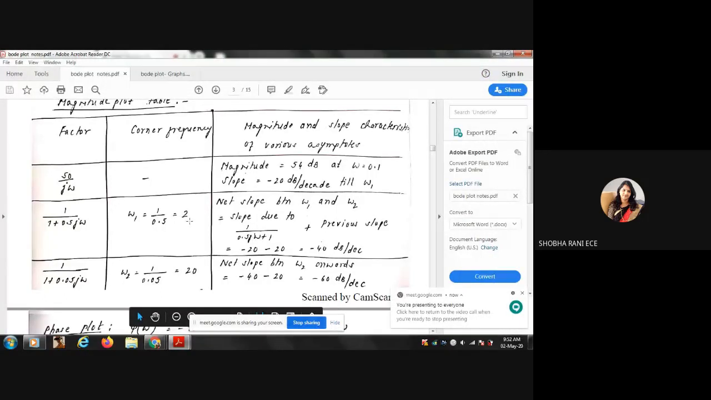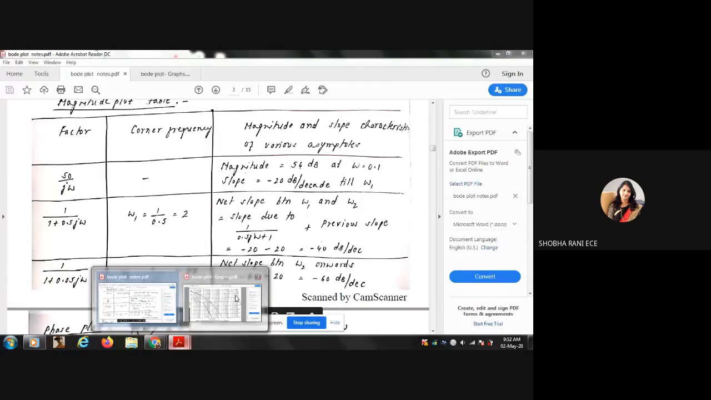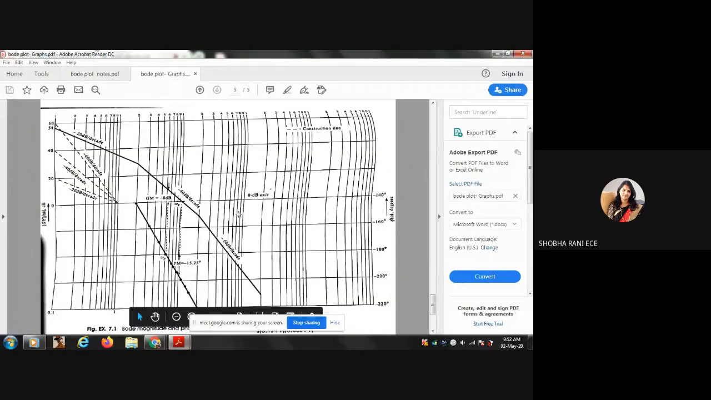Now, if I go back to the table again, I see that the net slope between omega 1 and omega 2 is minus 40 dB per decade. When I say omega 1 and omega 2, it means the slope between 2 radians per second and 20 radians per second is minus 40 dB per decade. So that I have to mark now. Going back to this plot, this is omega equal to 2 radians per second. So this line has ended here.